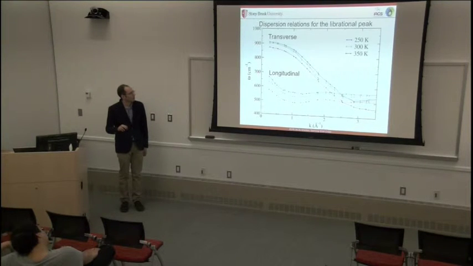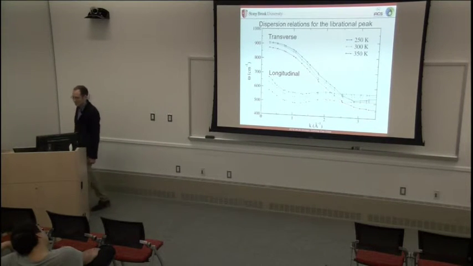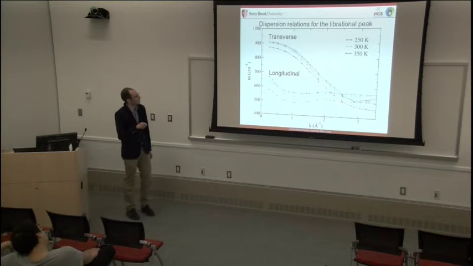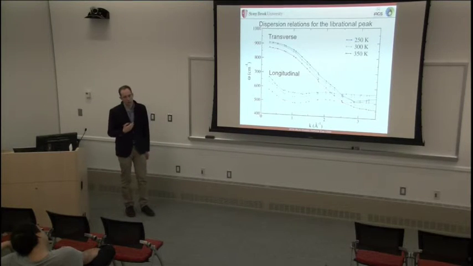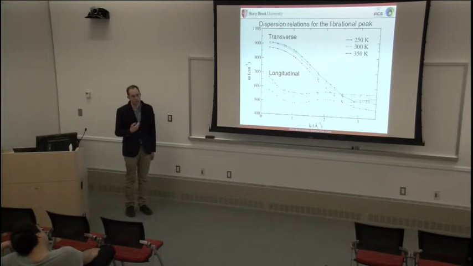And these labels are actually flipped. I don't know how that happened, but that's actually really bad. The longitudinal and transverse labels are flipped. So, in the longitudinal case, you see a lot of dispersion, and in the transverse case, there's less. This basically looks exactly like what you expect optical phonon modes to look like.